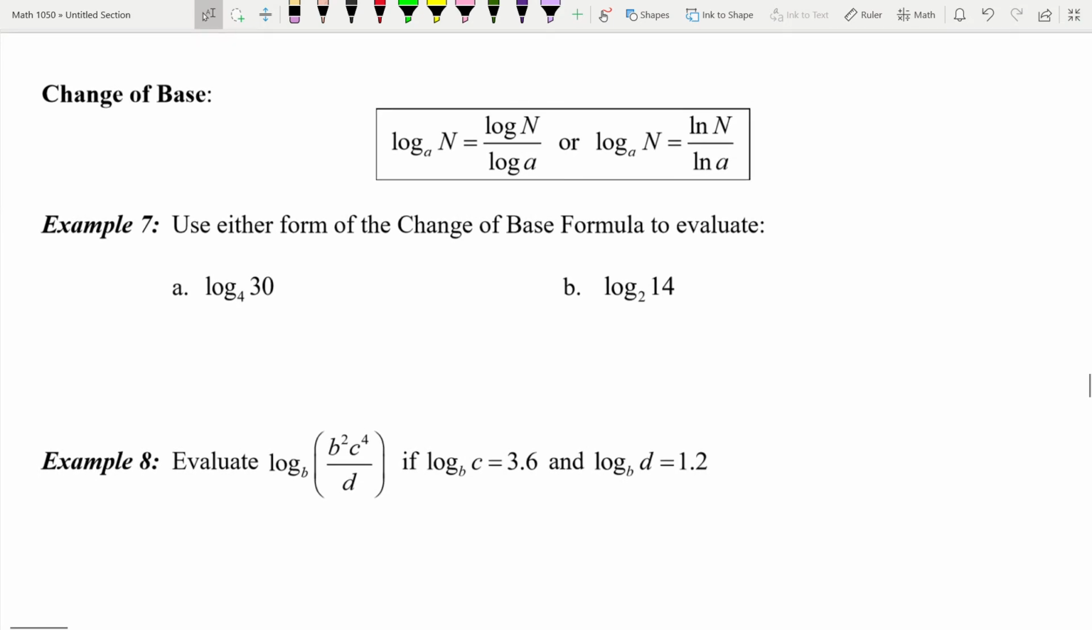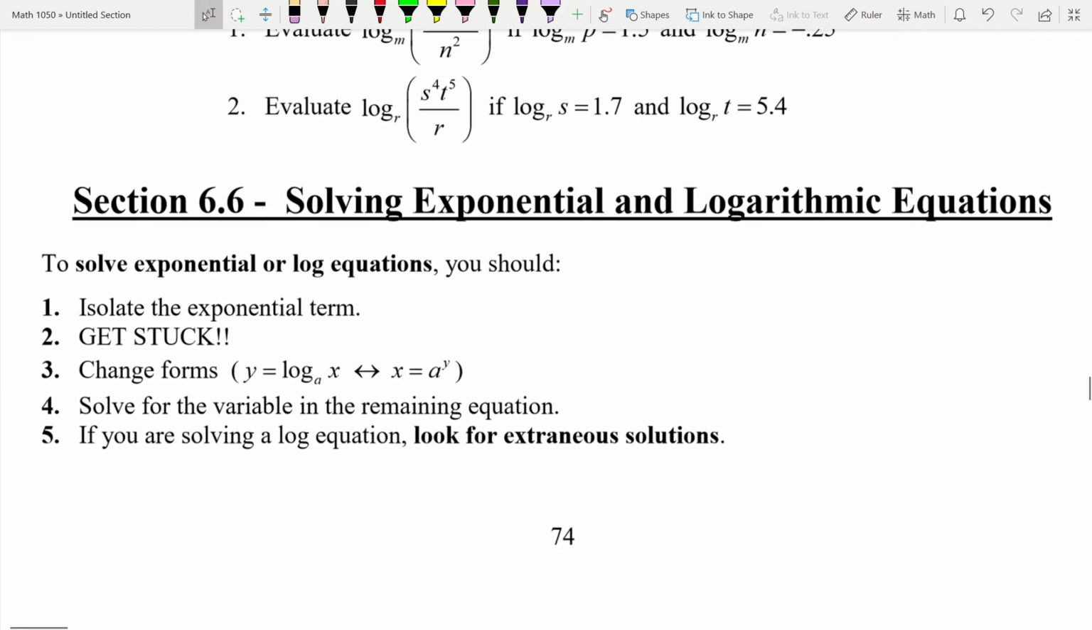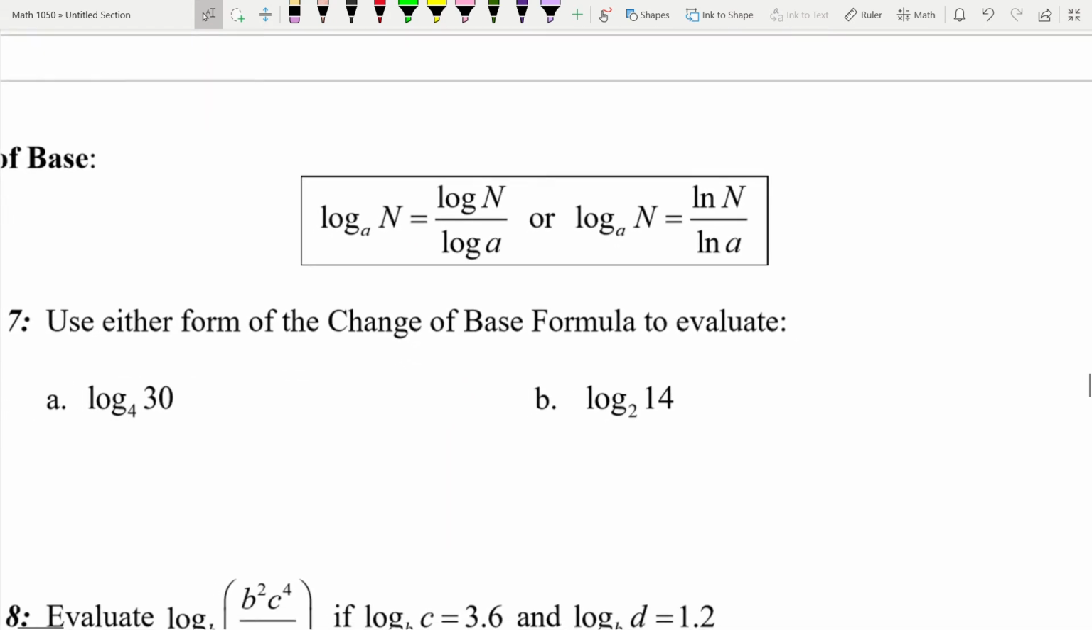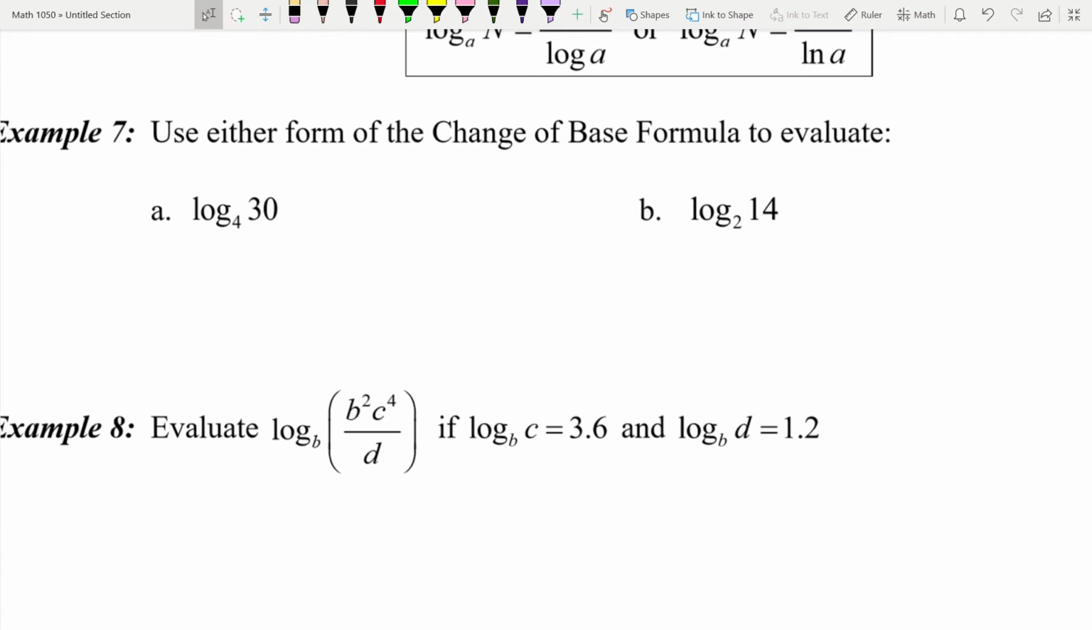Go right here. We're on, flip to page 74. These logs are so intertwined. You have to know this to be able to do what we're just doing right here. Look at this. If you have log base A of n, that's log of n divided by log of A. Look right here at example 7. Do you see how this is not log 10?